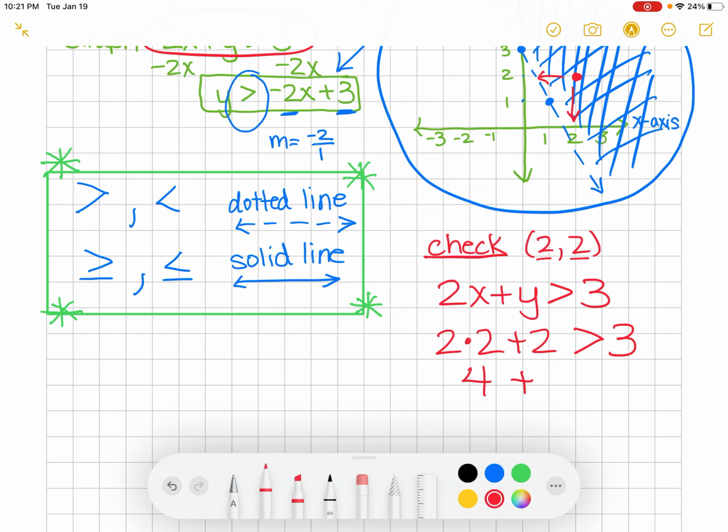So that's 4 plus 2 is greater than 3. And I get 6 is greater than 3. And yes, that's correct. So my problem checks. And that means it's correct.